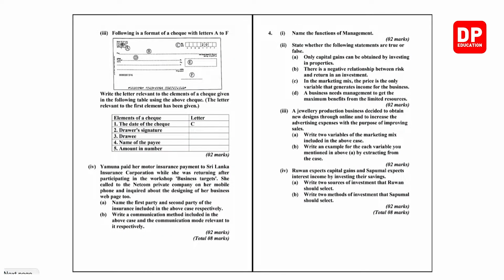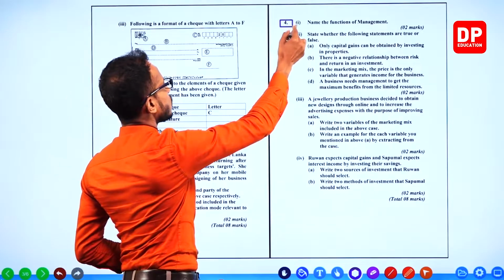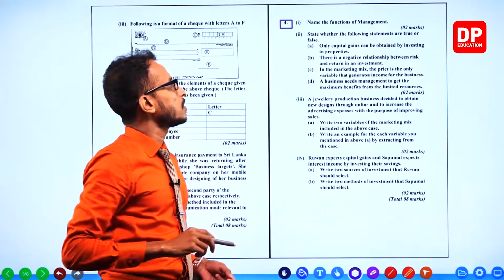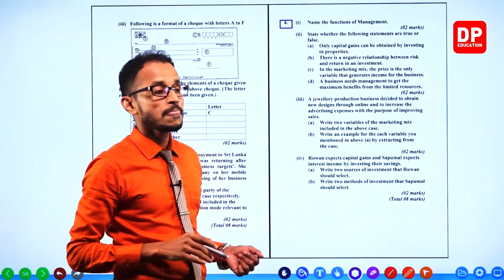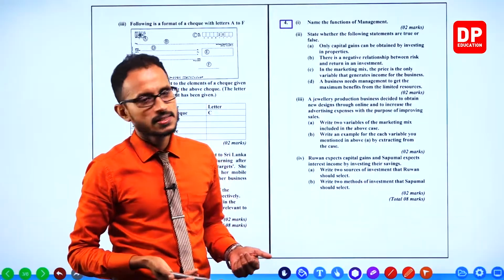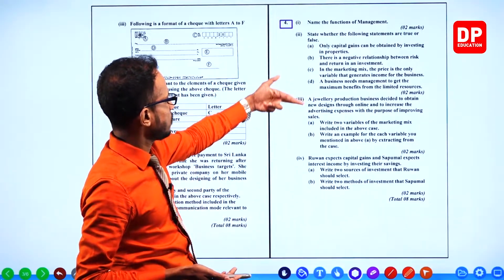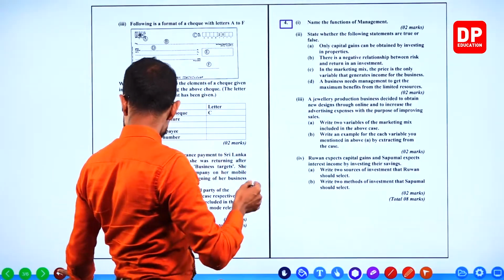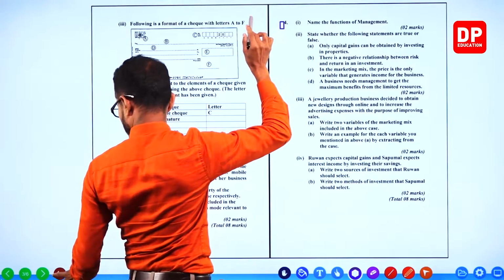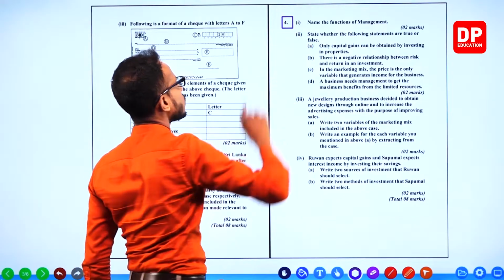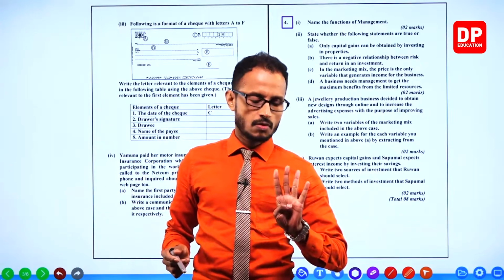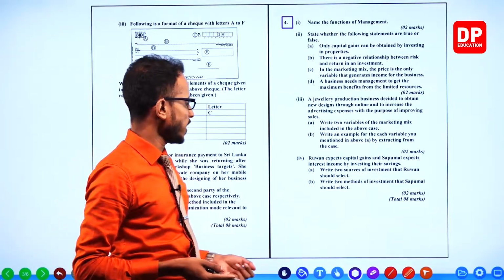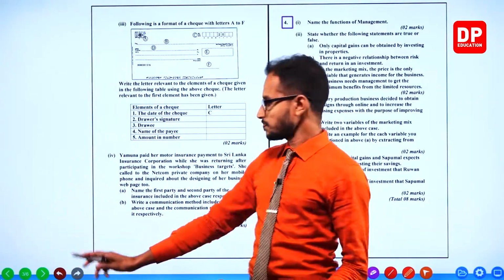Then question number 4. You will normally find questions from investments, management, marketing, investments, a mix of questions from those lessons. So choose only 2 from question number 2, 3 and 4. Okay, question number 2, 3 and 4. Choose whatever you like.